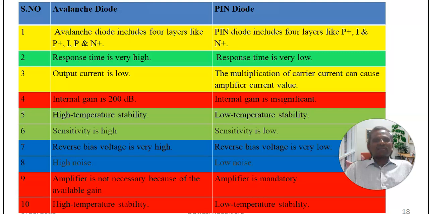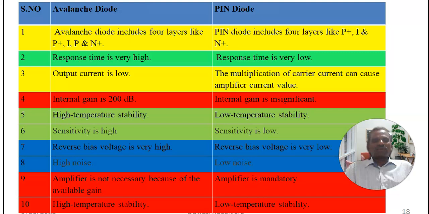And this is the comparison chart for the avalanche photodiode and PIN photodiode. The construction is P plus, I, P, N plus region in the avalanche photodiode, whereas you have P plus, I and N plus region in the PIN. Response time is very high for the avalanche photodiode and very low for the PIN diode. Output current is low; the multiplication of carriers can amplify the current value. The internal gain is around 200 dB, whereas for the PIN the internal gain is less than 1.